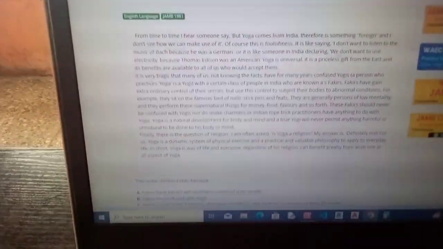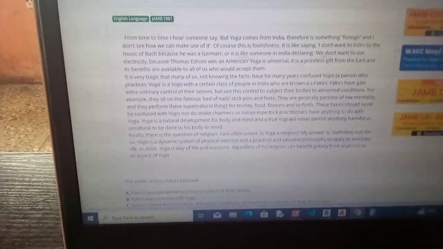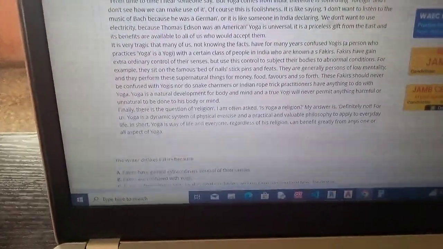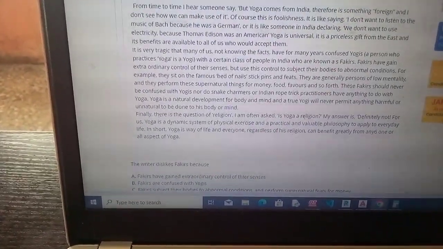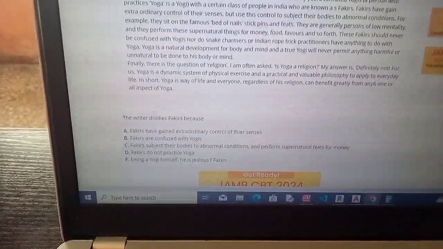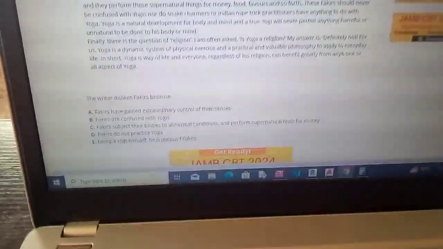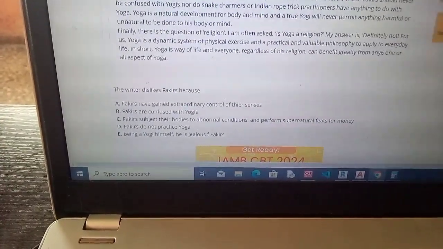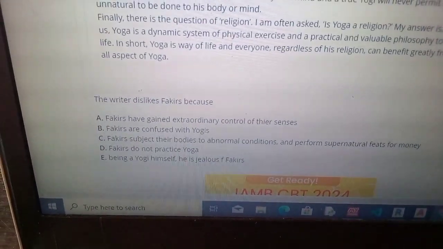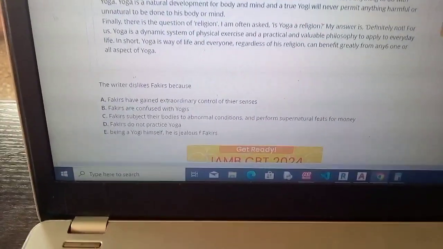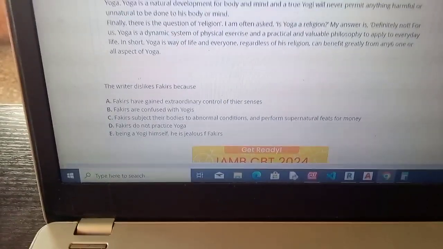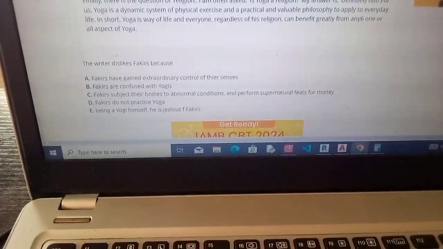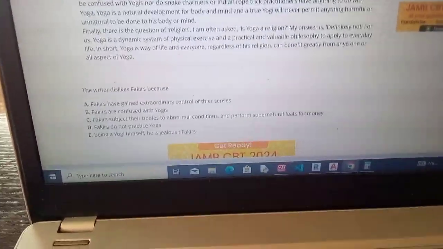I advise, if you are writing JAMB English, what you have to do first is, instead of starting to read the comprehension passage, because of time, read the questions first. For example, this question says the writer dislikes factors. So your mind has told you that there is a dislike of factors. I want to know the reason why. Then read the next question. At least the questions are not more than 5. Sometimes it's 3 questions per comprehension passage.